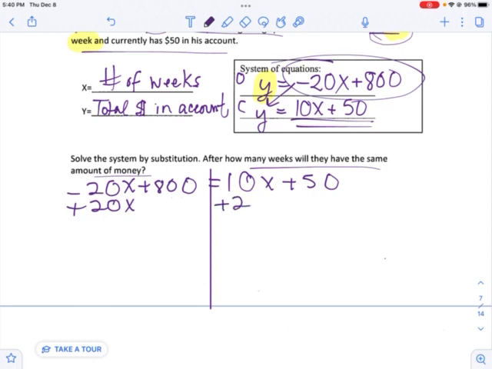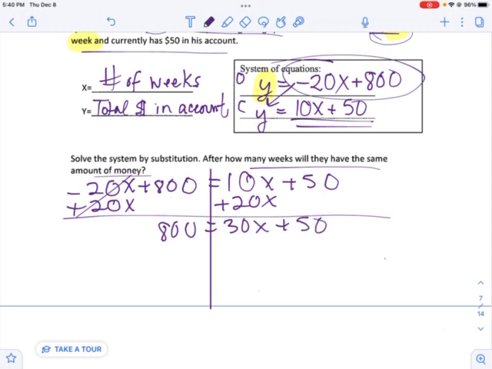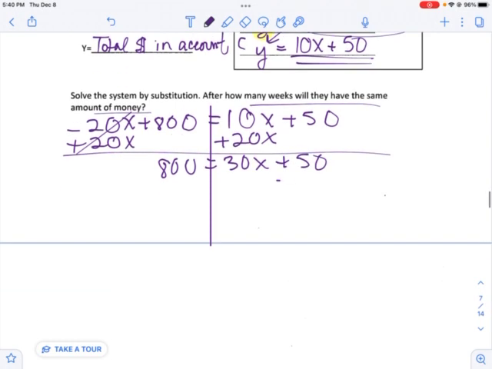And then I'll divide by 30. And I get that x equals 25. So x equals 25. Remember, x is the number of weeks. So something happens in 25 weeks. Oh, actually, it says, we're answering the question now. After how many weeks will they have the same amount of money? We've got our answer, 25 weeks.